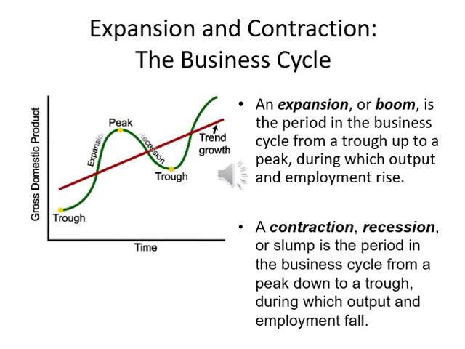An expansion, or boom, is the period in the business cycle from a trough up to a peak, during which output and employment rise. A contraction, recession, or slump is the period in the business cycle from a peak down to a trough, during which output and employment fall.